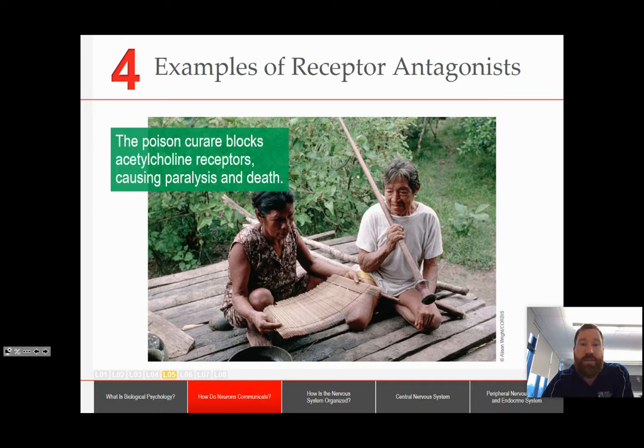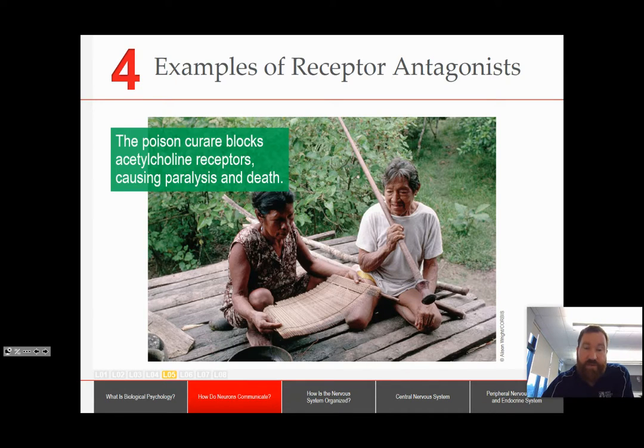And one of the most famous examples of this is a poison called curare. It's found in Central and South America. It is a poison that indigenous peoples have used on darts to go hunting. Basically, what it does is it's an antagonist for ACH. ACH is related to movement. Okay, so if an antagonist gets into the bloodstream and into the nervous system, it blocks the absorption of ACH.